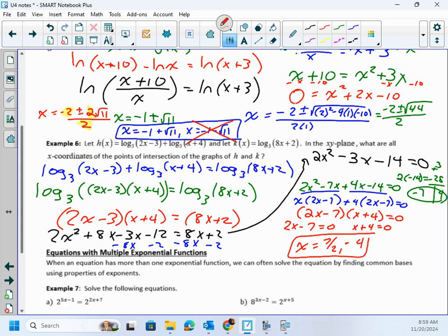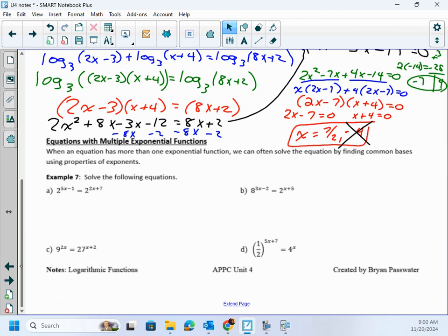Question is, are they both valid? 7 halves is going to be okay. Negative 4 plus 4 is 0, but you can't have 0. You can't take the log of 0, so this is not valid. There is only one x coordinate. It is 7 halves.